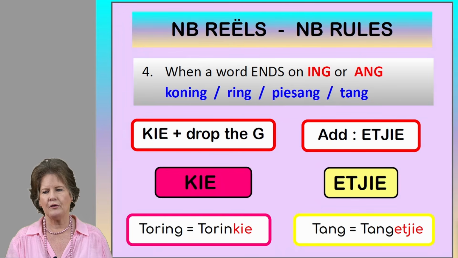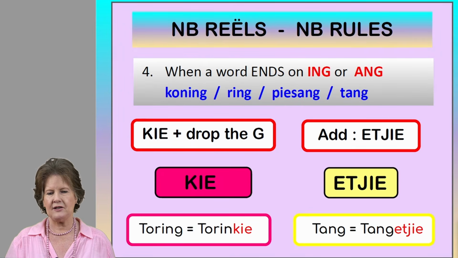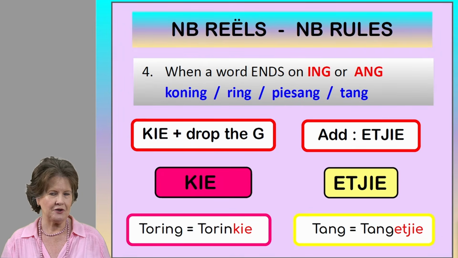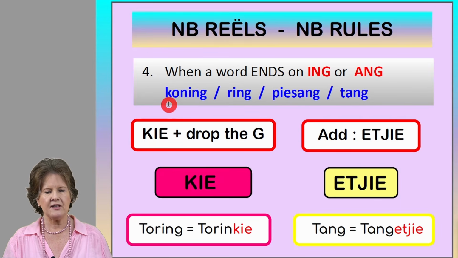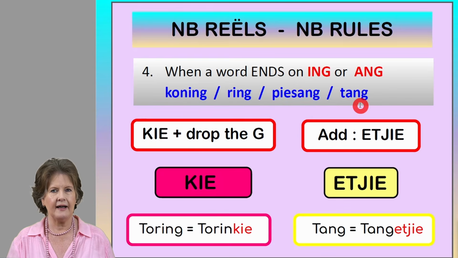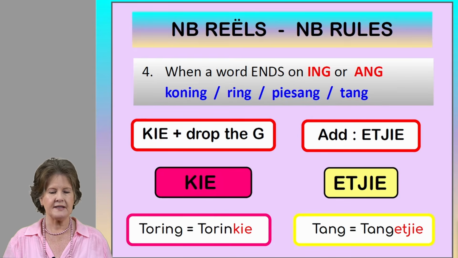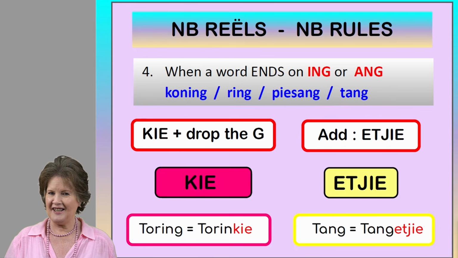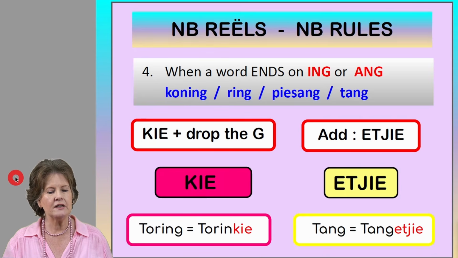Rule number 4 is when a word ends on an ING or an ONG. What do we do? Now listen carefully to this one. Look there at the examples. Koning, ring, pisang, tang. ING or ONG. You've got a choice. You learn this. K-I-E and drop the G. Or TJIE. Now this one, don't get mixed up.